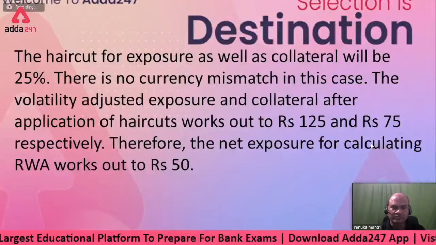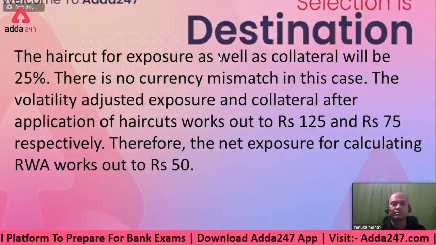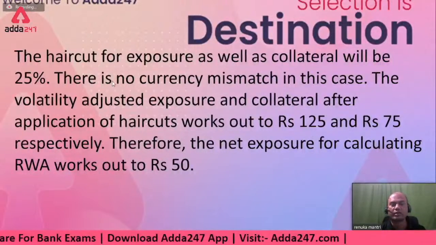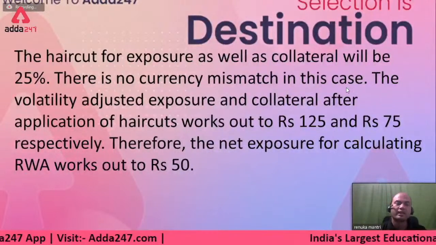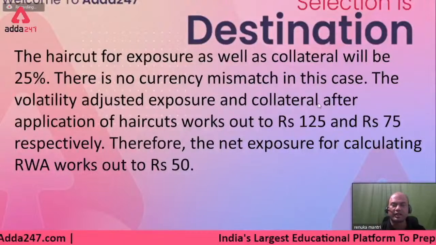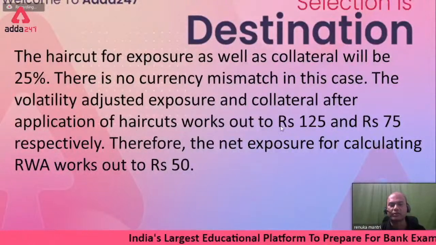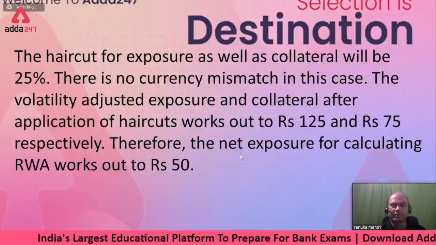Next. The haircut for exposure as well as collateral will be 25%. There is no mismatch in this case. That's okay. The volatility adjusted exposure and collateral after application of haircuts are 125 and 75 respectively.